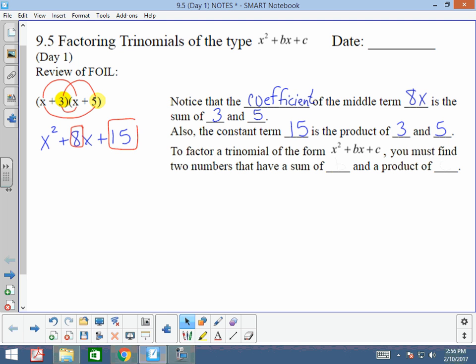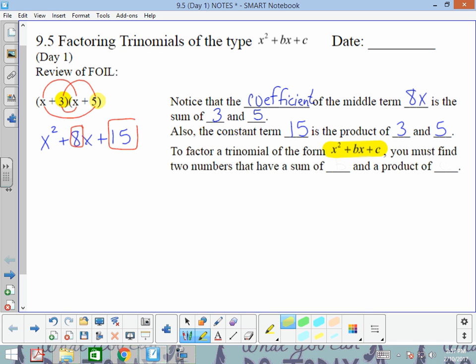So, to factor a trinomial of the form where the coefficient of the x squared term is 1, then we have plus bx plus c. C is the constant term, b is the coefficient of the middle term. In order to factor that form, we have to find two numbers that have a sum of the middle term and a product of the last term. So they multiply to be the last term. Reversing the process of FOIL is factoring.